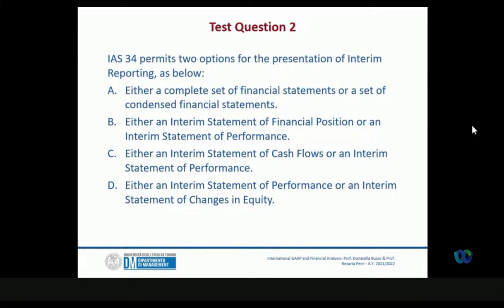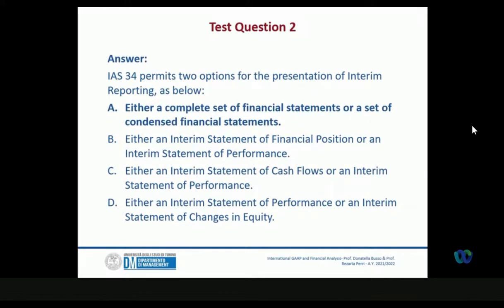Okay, another test question. IAS 34 permits two options for the presentation. So, either a complete set or a set of condensed financial statements. This is the exact correct answer. We took that since the beginning. So A is the correct one. Either a complete set of financial statements, in this case we have to abide by this one, or a set of condensed financial statements, and that is when we abide by IAS 34.